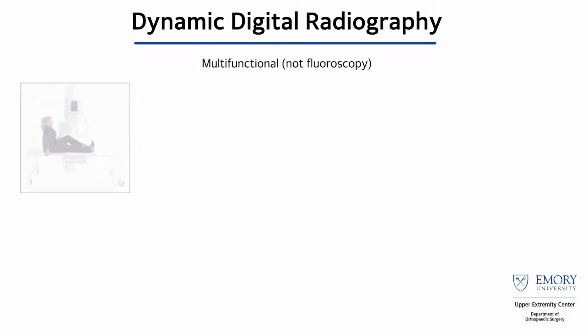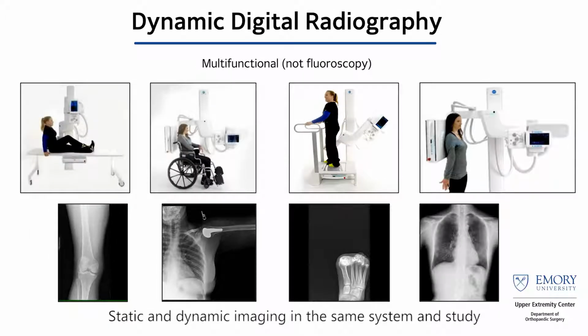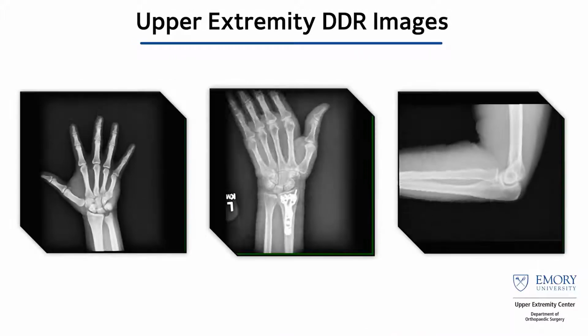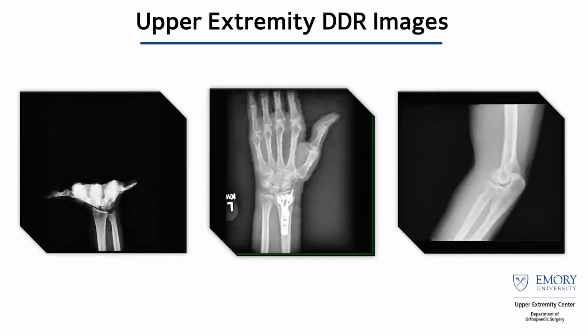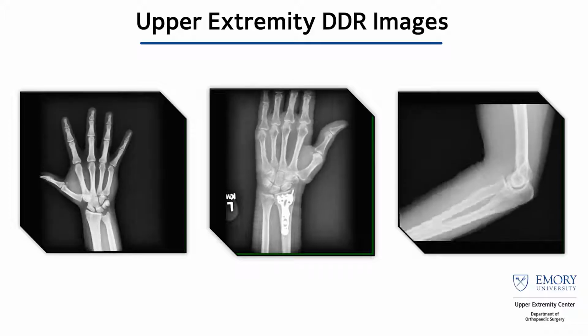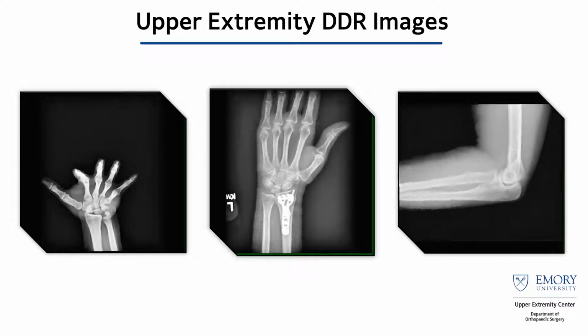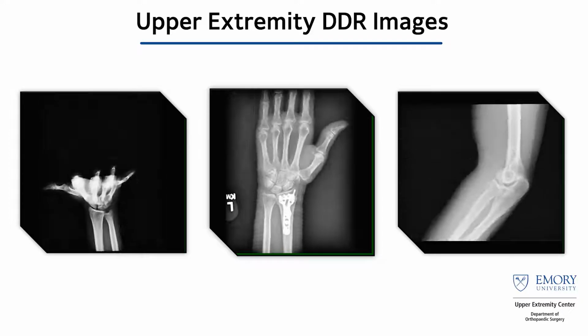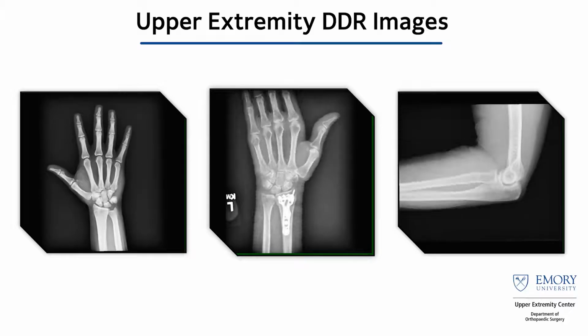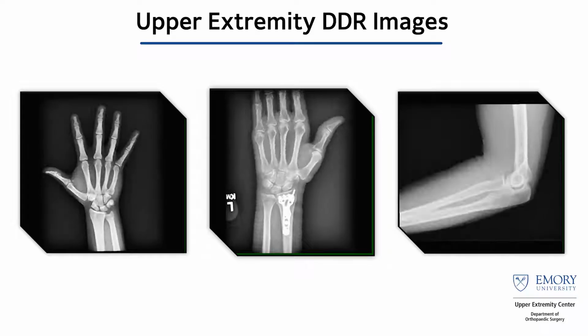It's multifunctional. You can utilize it in multiple different joints, but more importantly, at least from my interest, it's the upper extremity that I care about. I'm an upper extremity surgeon. I operate from the shoulder to fingertip, really specialize in certain complex pathologies, and this dynamic DDR has really helped us to reevaluate a lot of these pathologies.